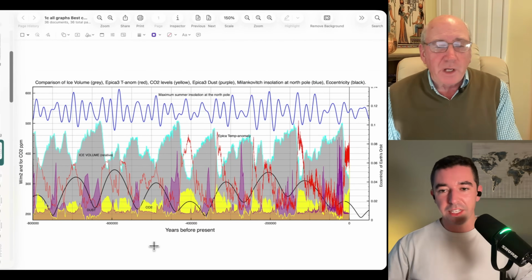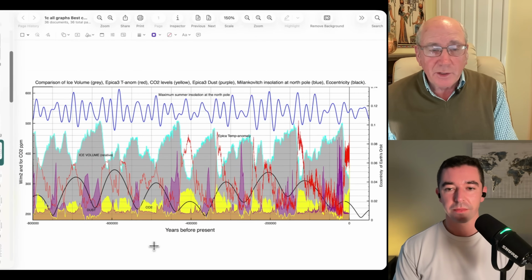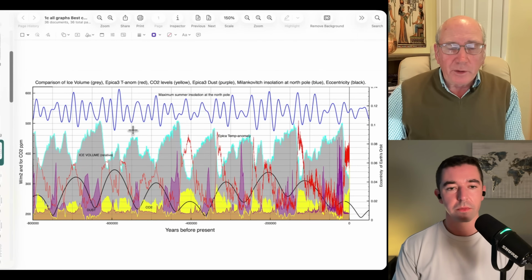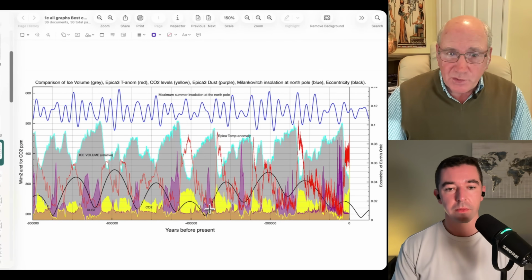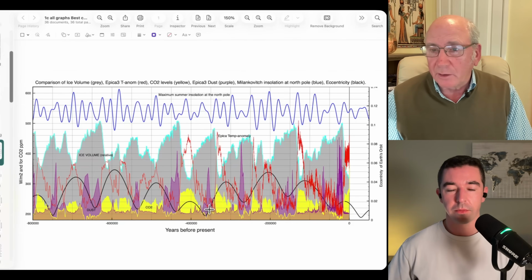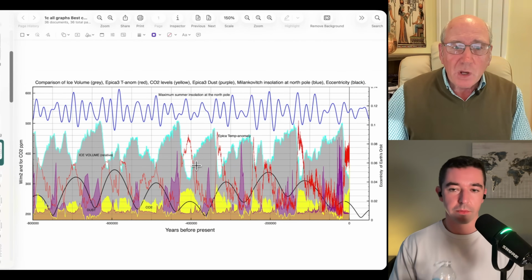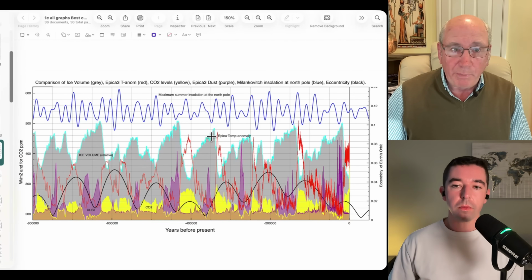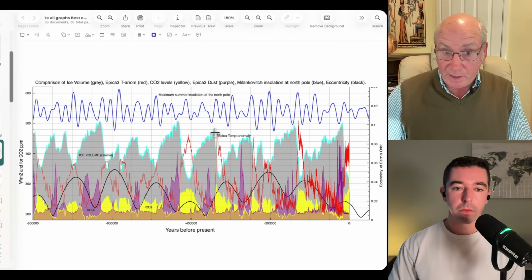These are all of the cycles we get. And somehow from this, you've got to deduce why we get interglacials. So ice is this gray color. So ice gets bigger and bigger and bigger until we get an interglacial, and then it drops off.